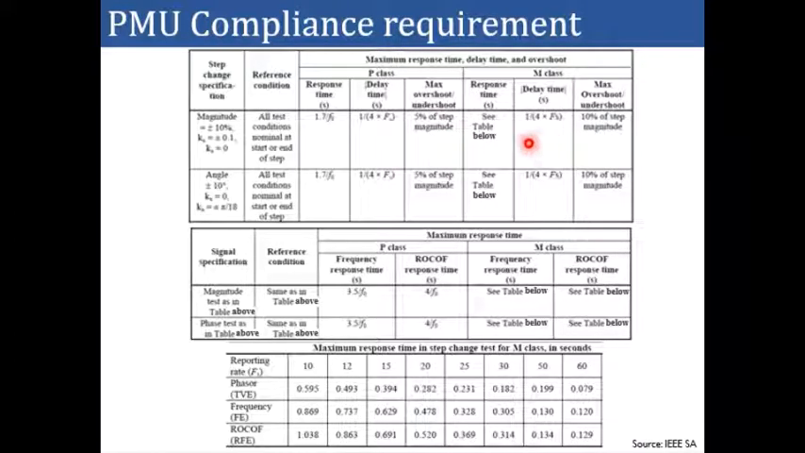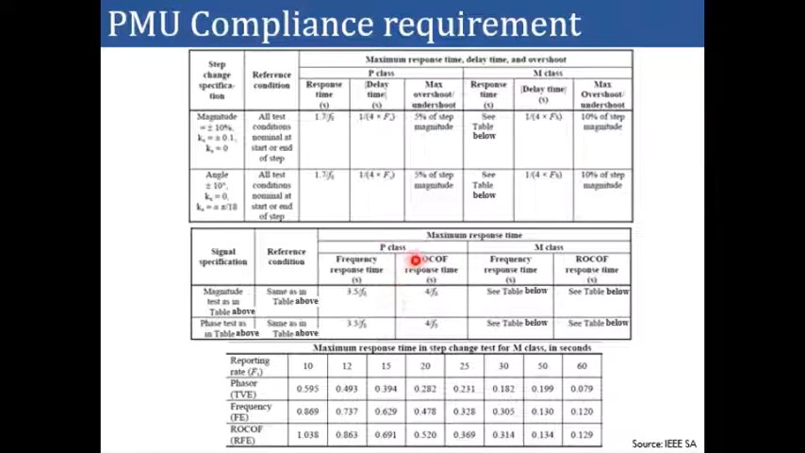For the M class, the details are given below, and the delay time will be 1 by 4 into frame reporting rate, and the maximum overshoot possible is 10%. Now if we are doing change in the angle, that is angle step change is there, keeping the amplitude same, still the requirement for the response time, delay time and maximum peak overshoot will remain same.